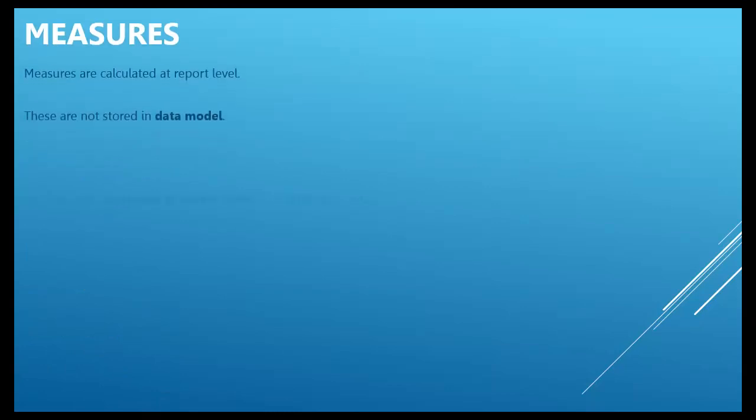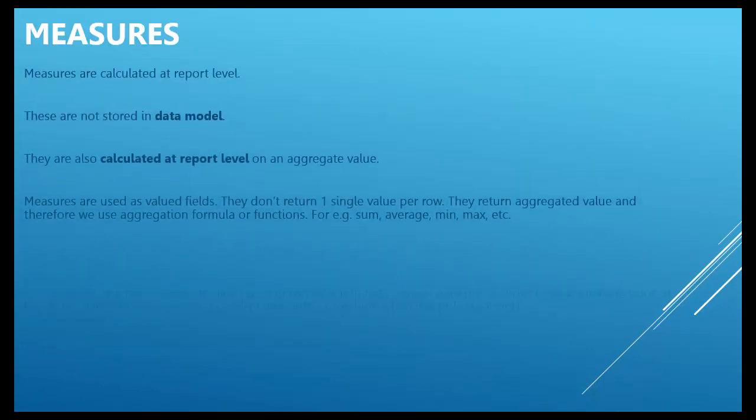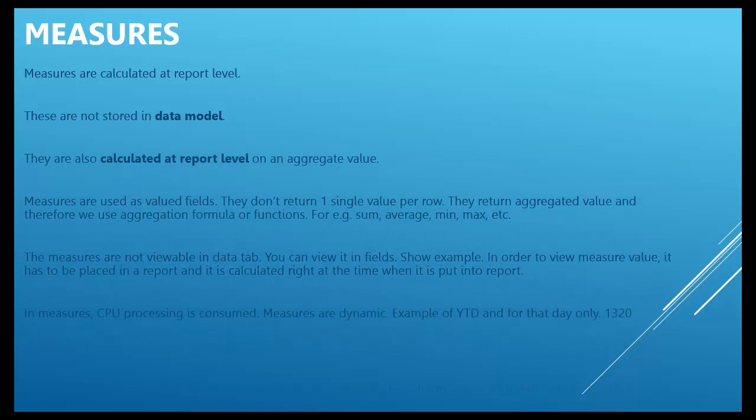Now measures. You can take measures as an example of filter context. They are calculated at report level. They are not stored in the data model and they are very dynamic. Like in calculated columns, they are calculated at the time when the calculated column is created and do not refresh unless the whole model is refreshed. So they are not dynamic.